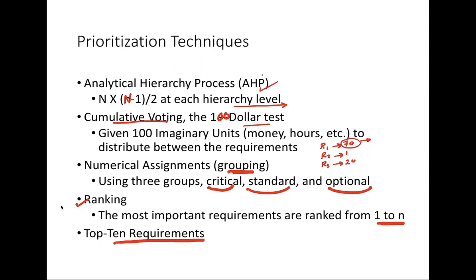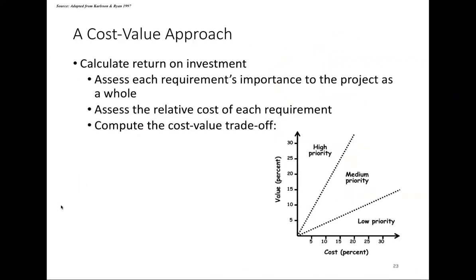In today's class, I will talk about the first method, which is the AHP, a branch of analytical methods widely used underneath the cost value analysis approach. In cost value analysis, we are keen on calculating the return on investment. The ROI will be used to provide prioritization to requirements.